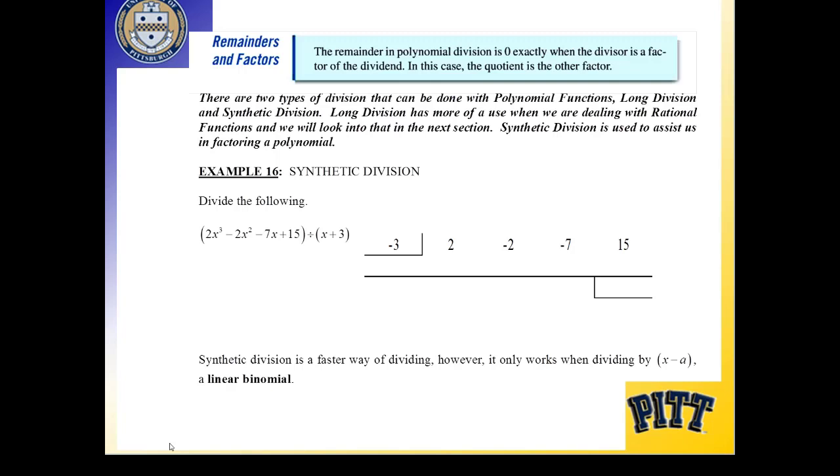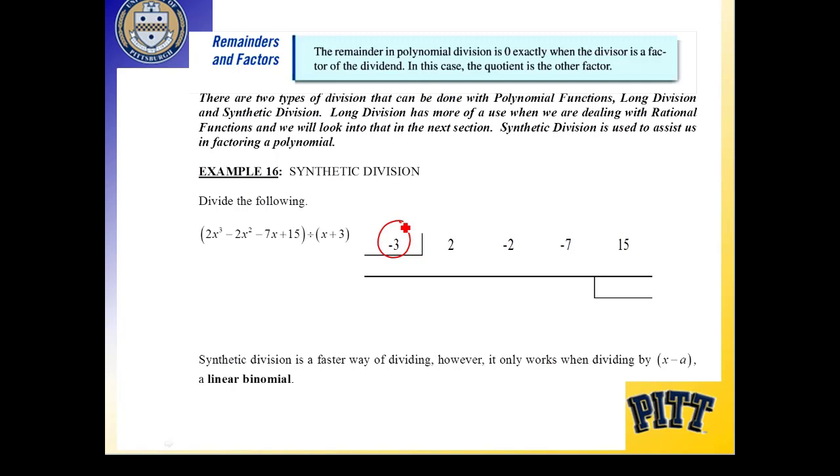When I'm doing a division of a polynomial, when I'm dividing by x plus 3 here, I'm looking to see if x plus 3 is a factor, which is the same thing as me looking to see if negative 3 is a root. And when I do synthetic division, I'm actually dealing more with the roots. So that's why you're seeing a negative 3 in this position over here. This is my divisor.